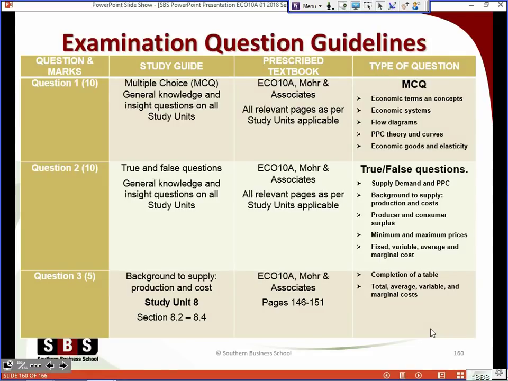Question 1 is multiple choice questions. That's typical of what has been asked in the assignment and in previous papers. It could cover anything, but it's not rocket science. It's fairly straightforward. In these questions there are, here and there, a graph which you have to interpret and give the right answer, and also a table that you have to interpret.